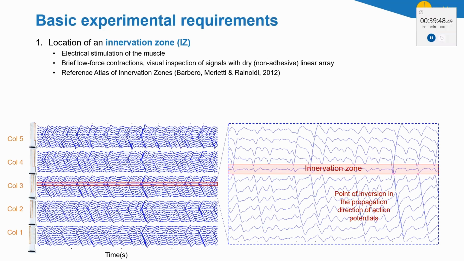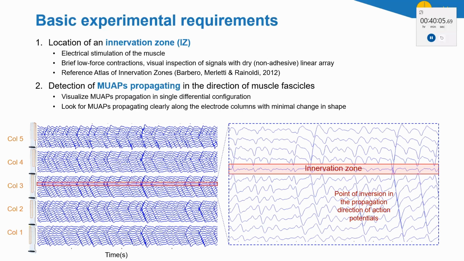And this is what we would need to see. So we will need to identify the innervation zone. How do we define it? As the point of inversion in the propagation direction of action potentials. This is essential to position our electrode grid. The second one is the detection of motor unit action potentials propagating, as we can see here highlighted with the red arrows, in the direction of muscle fascicles from the innervation zone to the tendon regions.